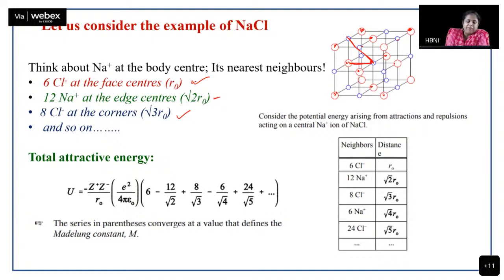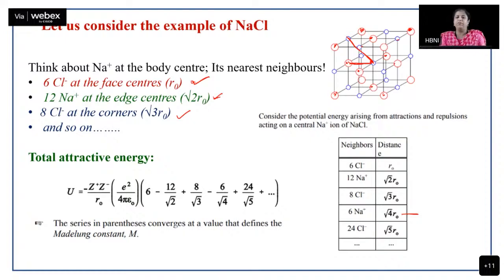If I assume that my first neighbor chloride was at R naught, then my 12 Na at the edge center are at root 2 R naught from the body center Na. And then the next nearest neighbors are the 8 chloride at the corner. And further are, उसके आगे के neighbors क्या होंगे? ये क्यूब के 6 फेसेस के साथ जो 6 क्यूब लगते हैं, the 6 cubes adjacent to the 6 faces of this cube, उनके सेंटर में जो Na है, those 6 Nas would be at the distance of under root 4 R naught. Similarly, we can keep on calculating and calculating.